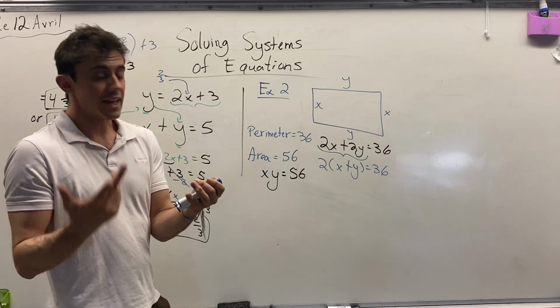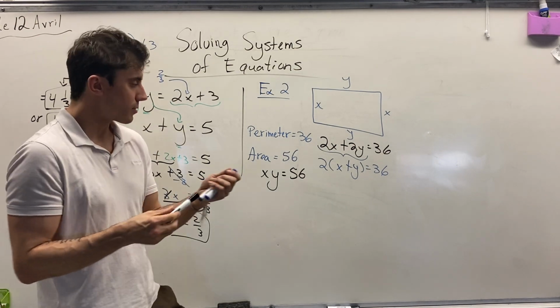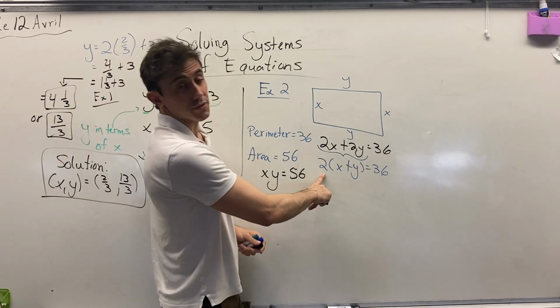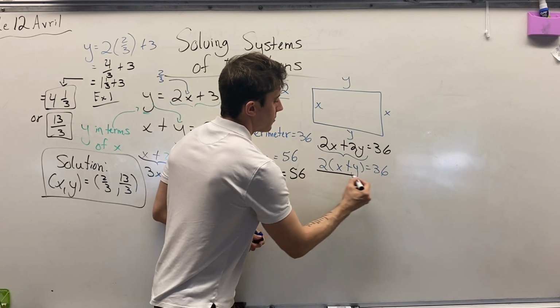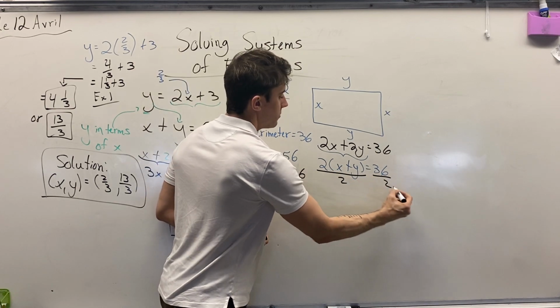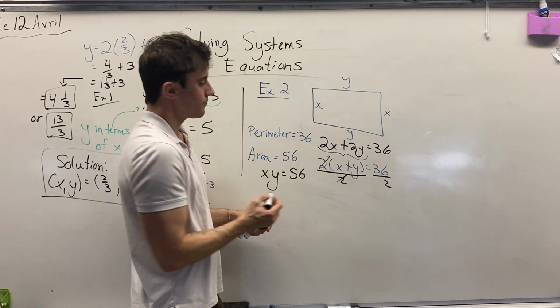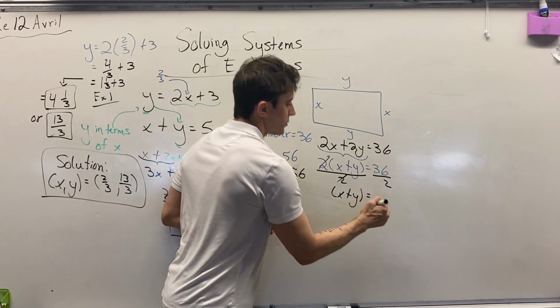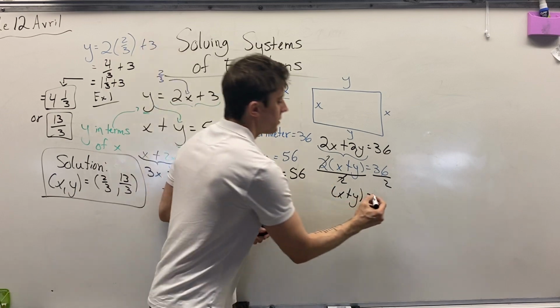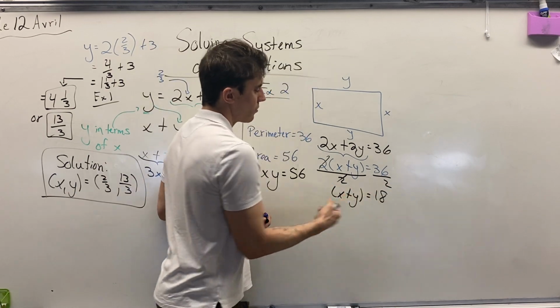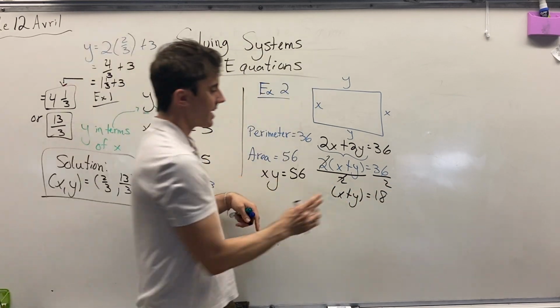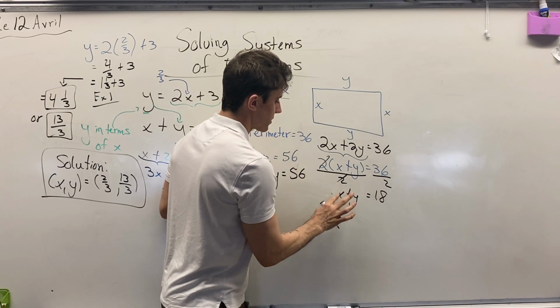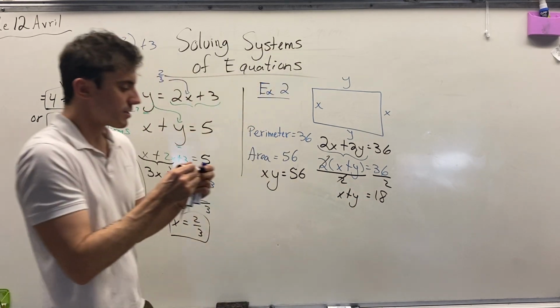Okay. Now we're back to our grade 8, grade 9 algebra. We can get rid of the 2 in front by dividing both sides by 2. And so now the 2's go away. And we have x plus y is equal to 36 divided by 2 is 18. And now we don't need the brackets because they're not doing anything productive. So we can just get rid of them. And we have x plus y is equal to 18.